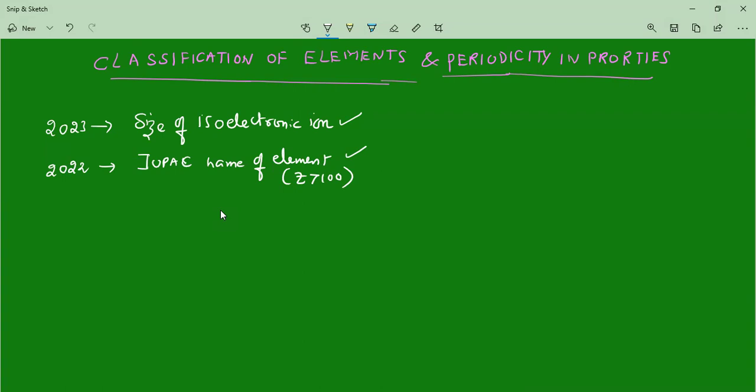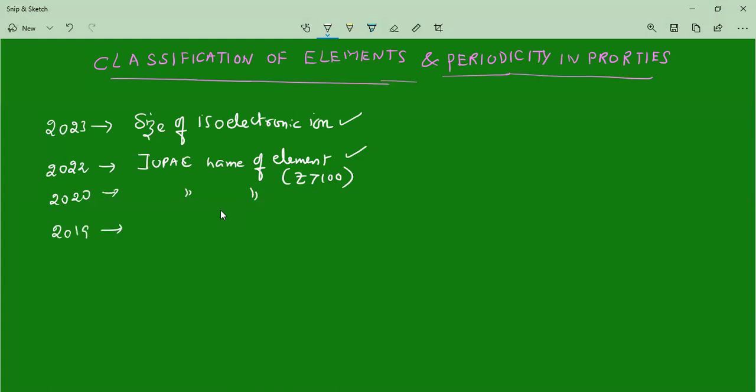Whereas in 2021, when you consider a concept from 2021, even there we have the same thing. In 2021 and 2020 also, we have the same type of IUPAC name related questions. So keep it in mind that for the last 2-3 years, they have asked questions from this topic, which is IUPAC naming.